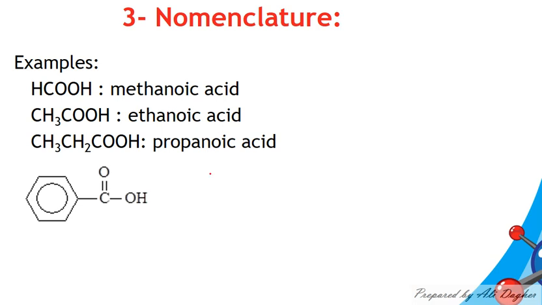Benzene with COOH, or C6H5COOH. When the functional carbon is directly connected to the cycle C6H5, then C6H6 takes the non-systematic name benzene. The name of the acid is derived from the non-systematic name of C6H6, which is benzene. We add oic acid, then the name becomes benzoic acid.